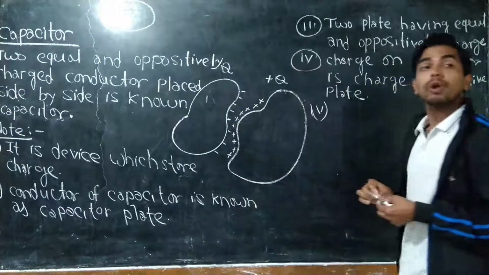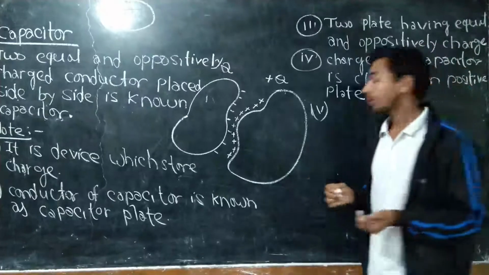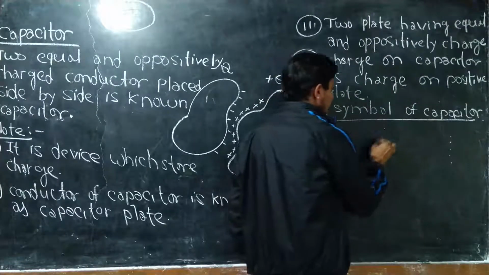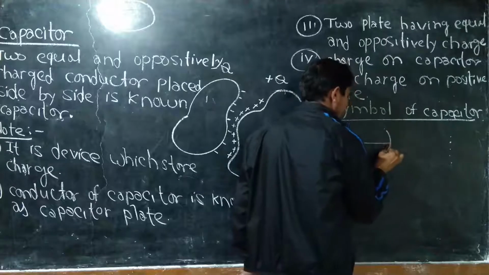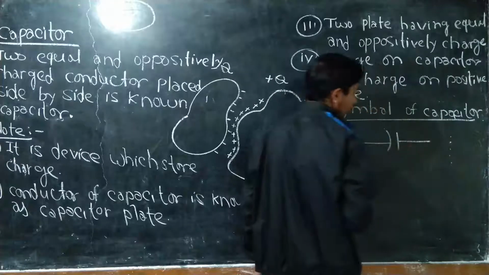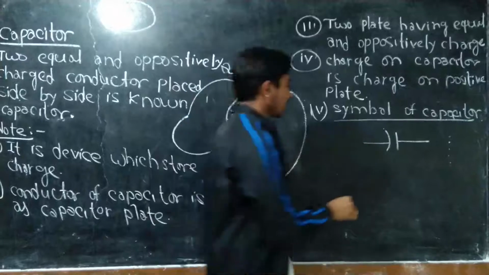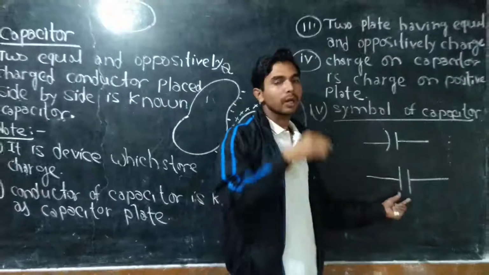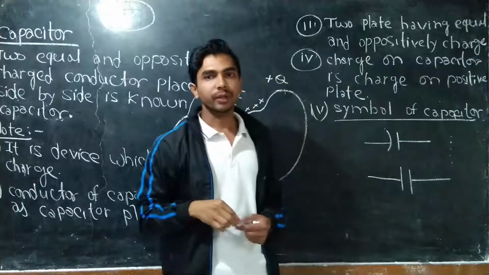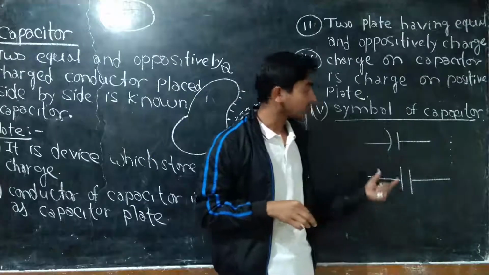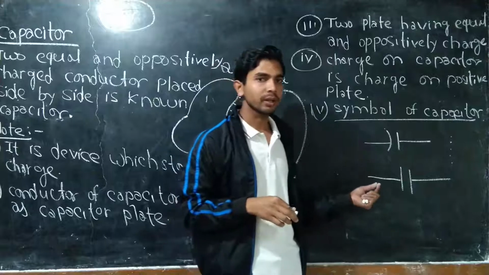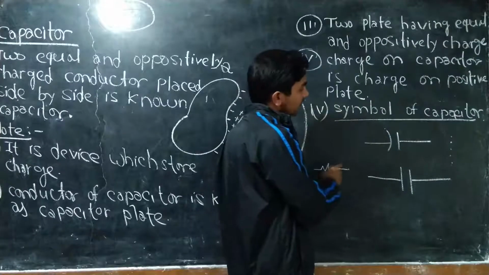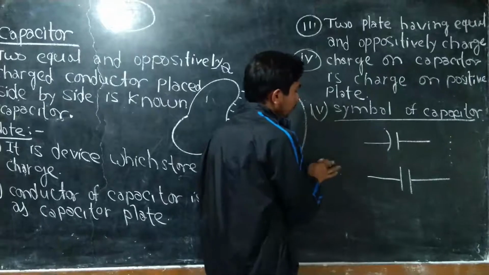Next point, the symbol of a capacitor. What is the symbol of a capacitor? A capacitor is basically represented by two symbols. One is like this. Another is two parallel lines drawn like this. This is known as a capacitor. You know the representation of resistance is like this, so similarly a capacitor is represented by this symbol.